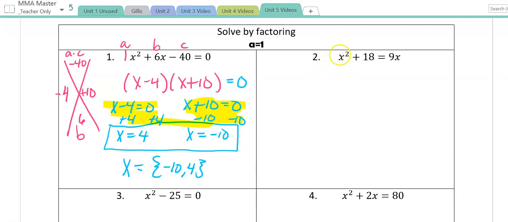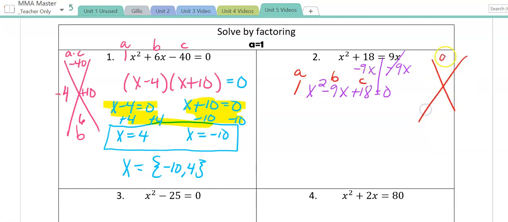So on this one, I have my A, B. Oh, I can't, because first I have to set it equal to 0. Now, I would like y'all to notice that this is a 9x. That is actually my B term, and it is important you write it correctly, especially if you're going to label it A, B, and C. So here's my A, here's my B, and here's my C.